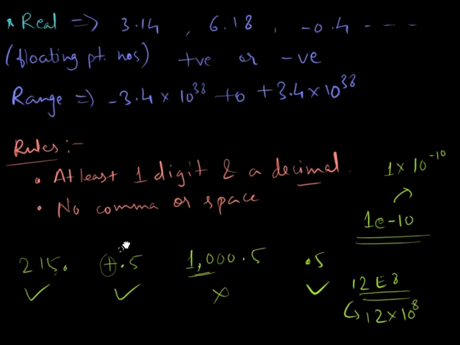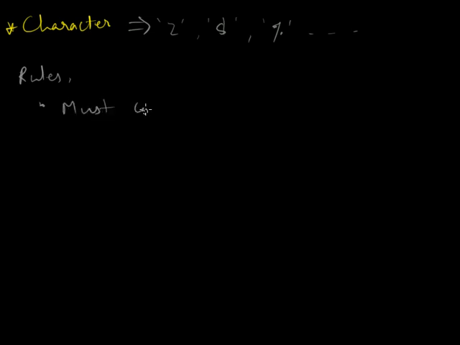Okay, now after the real constant comes the character constant. Let us take some examples of characters. We have Z, we have the dollar sign, we have anything, the percent sign, and on and on. Characters do have rules. Rules are as follows. Any character in C must contain only one character.